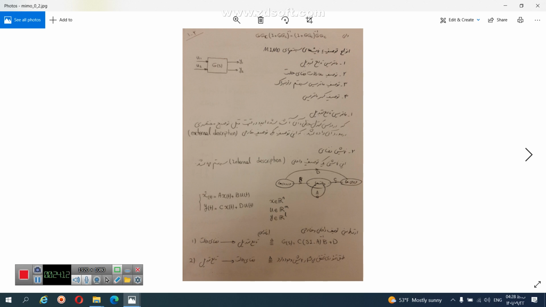If we want to know about the state of the system, if we want to know inside of the system, or we want to know internal description of the system, we should refer to the state variable. A state variable defined inside of the system. If you want to know inside of the system, you should refer to state variable.